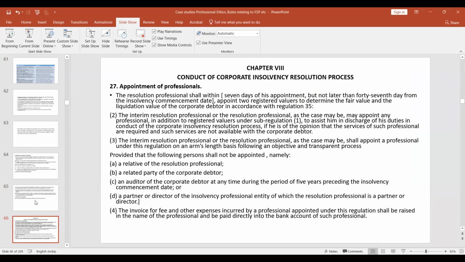Conduct of CIRP, appointment of professionals. If you want to appoint a professional, he also should not be an auditor of the CD at any time during the period of 5 years preceding the insolvency commencement date. Chapter 8. So in case of appointment of professionals also, the condition is he should not be the auditor of the CD at any time during the period of 5 years preceding the insolvency commencement date.